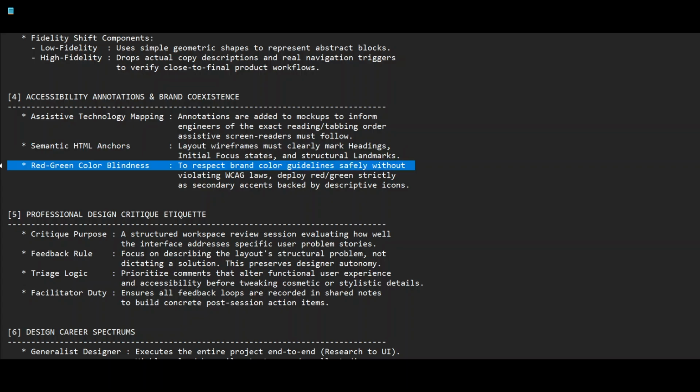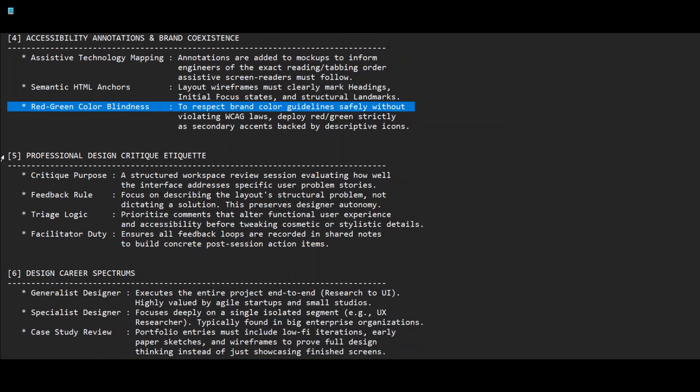Then red-green color blindness. You can say, to respect brand color guidelines safely without violating WCAG laws, deploy red and green strictly as secondary accents backed by descriptive icons. And the fifth topic was professional design critique and etiquette.